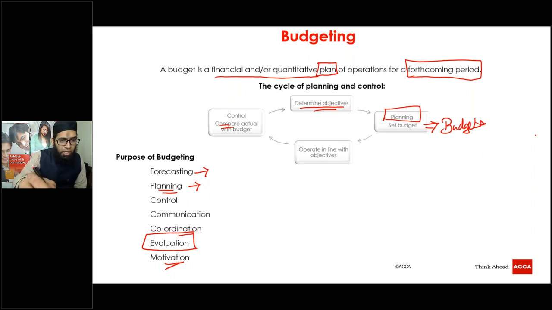Abish has asked me the question about communication. Dear, communication means that budget will help to communicate different tasks to different departments. For example, a complete sales budget will let the production manager know how much sales will be required in a specific month. So budget is a way to communicate how much the production manager should be producing in a specific month. It is a way to communicate. Okay?